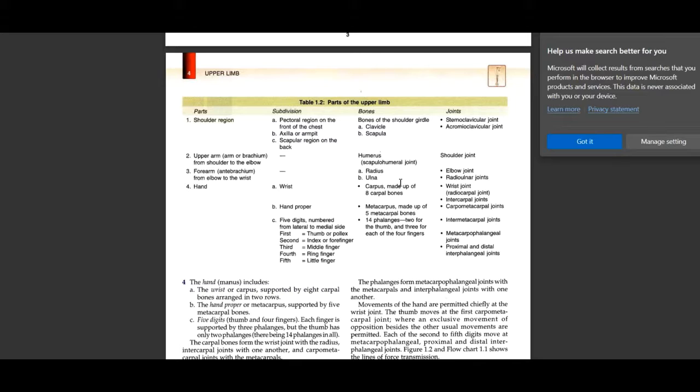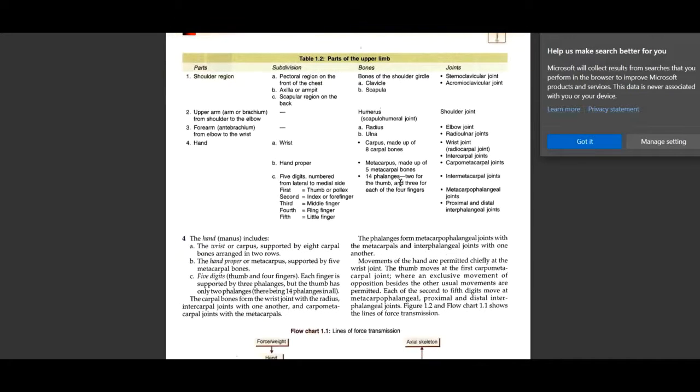Let us see Table 1.2, parts of the upper limb. In this we will see the parts, subdivision, bones and then joints. Part: shoulder region. It is divided into pectoral region of the front of the chest, axilla or armpit, scapular region on the back. Bones in the shoulder girdle: clavicle, scapula. Joints: sternoclavicular joint, acromioclavicular joint.